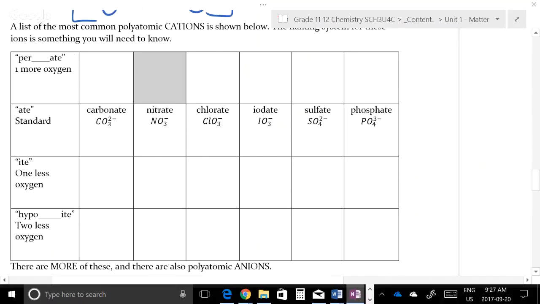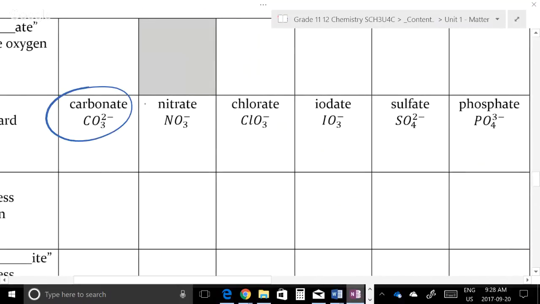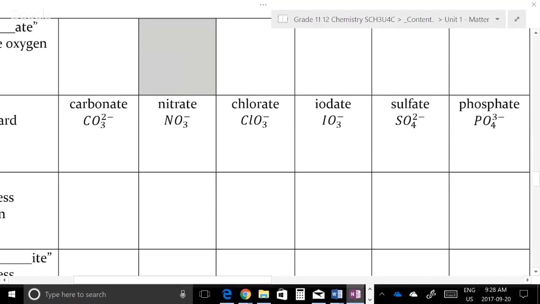So there's all kinds of different polyatomic ions. But the most common ones have their own naming system. And the most common ones are carbonate, nitrate, chlorate, iodate, sulfate, phosphate. Okay, these are the most common polyatomic ions. Have you heard of these before? Do these sound familiar? A little bit? Okay. So here's where the naming system works.